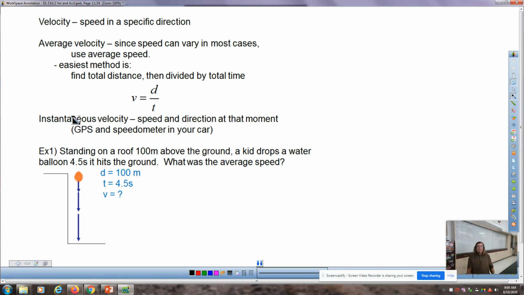As opposed to instantaneous velocity, we won't be solving that today, but there will be times where we talk about it. That is where we actually talk about the speed at that particular moment. But because it's velocity, we also have to mention that there's a particular direction with it.